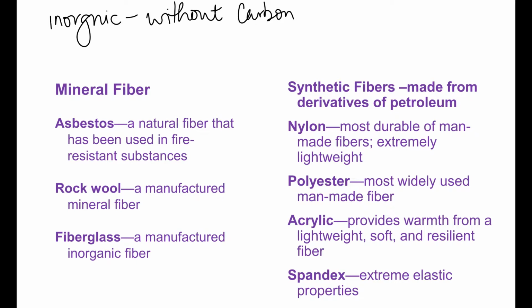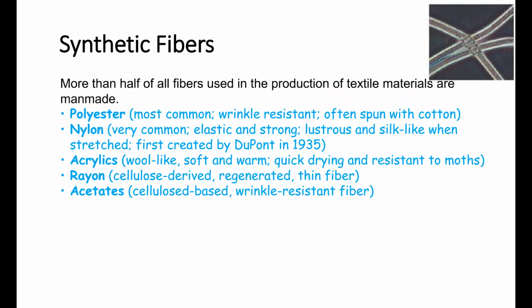Acrylic provides a lot of warmth. It's super lightweight. It's very soft and resilient. We use it a lot in knitting type textiles. So if you have knitted sweaters that are really, really soft and they're made out of an unnatural fiber, then it's probably made out of acrylic. The girls will be familiar with acrylic as it comes to acrylic nails and that kind of thing. It's the same substance. And then there's spandex, which is very, very elastic. It has the ability to be stretched really far distances and still maintain its original shape.